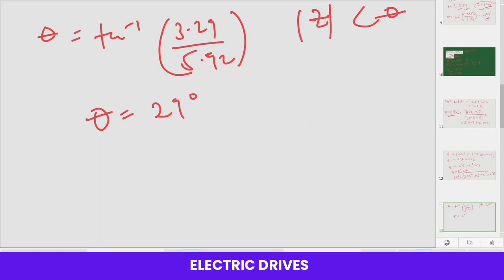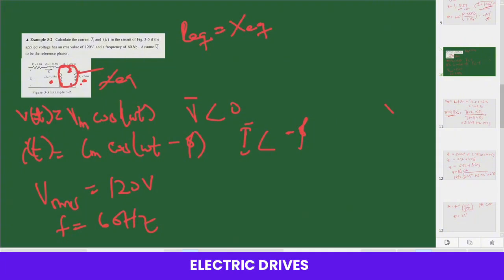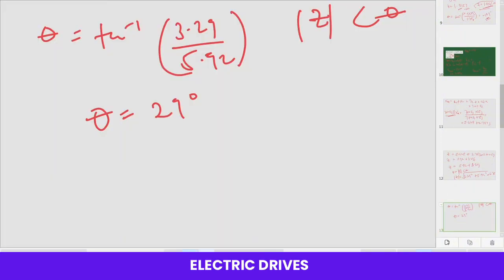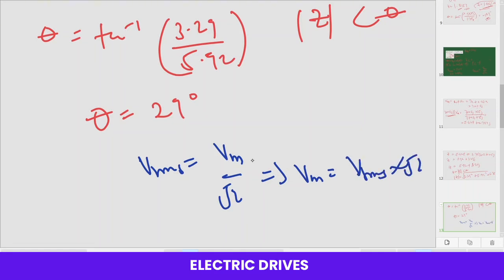Okay, so now we have done what is required for us in a basic phasor relation, but then we were given the Vrms to be 120 and also the frequency to be 60 hertz. So we know that Vrms is equal to Vm over root 2. In this case, we're given the Vrms, so we have to find the Vm. So our Vm becomes Vrms times root 2, which is 120 root 2. So this is the V peak.